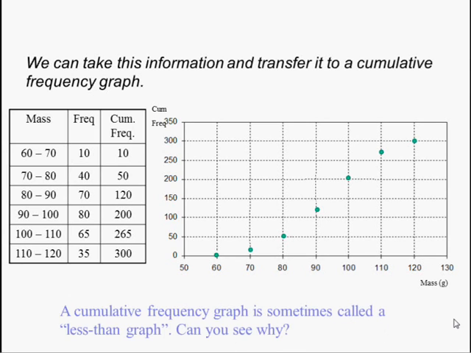So a cumulative frequency graph is sometimes called a less than graph. Can you see why? You've probably heard why. Because for example here, 120 of the apples are less than 90 grams. 265 apples are less than 110 grams. No apples are less than 60 grams. 10 apples are less than 70 grams. That's what it tells you.